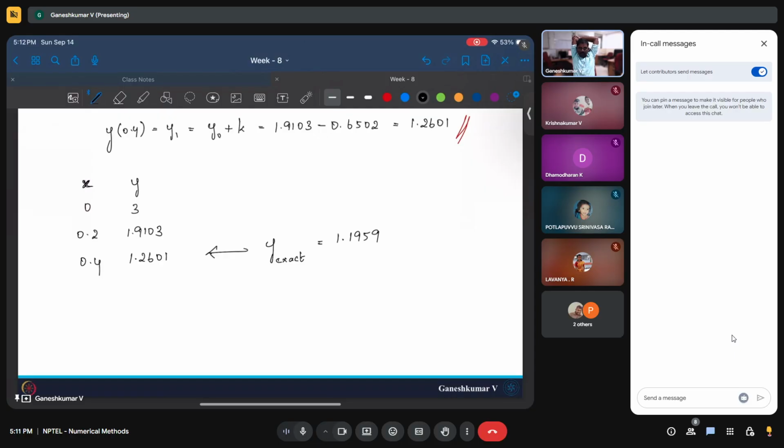Now for RK2 we didn't spend much time, but we were able to get a closer value. So this is much better compared to the previous one.